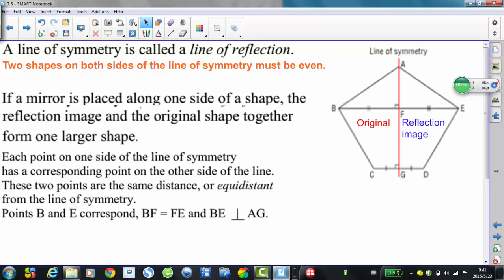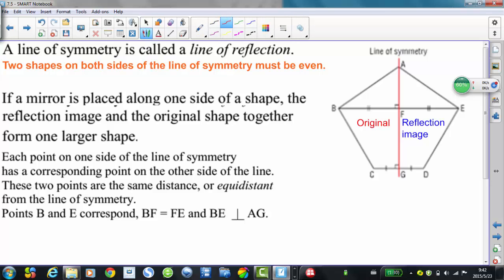If a mirror is placed along one side of a shape, the reflection image and the original shape together form a larger shape. So the larger shape for both of these two quadrilaterals is a regular pentagon. In this regular pentagon, you can find each point on one side of the line of symmetry has a corresponding point on the other side of the line.